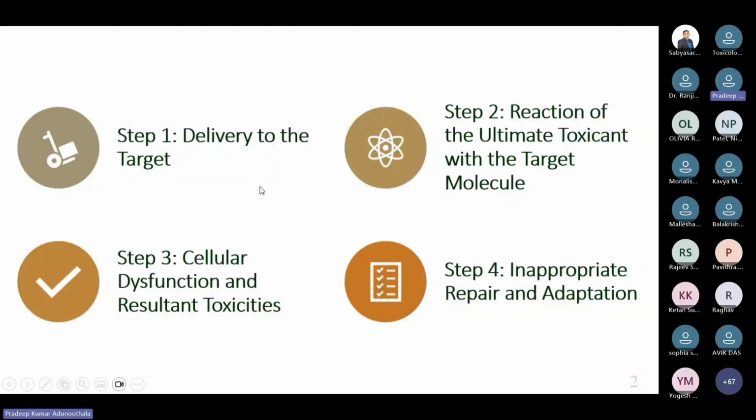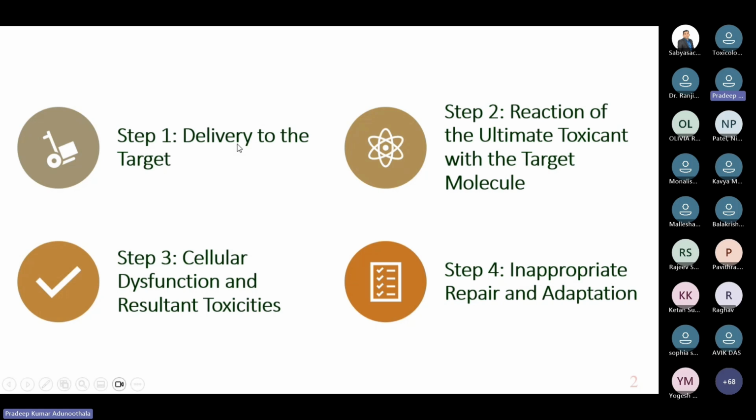This mechanism of toxicity has four steps. The first two steps were covered already in the first session. That is delivery to the target and the reaction of the ultimate toxicant with the target molecule. I just want to give a brief on these as well.